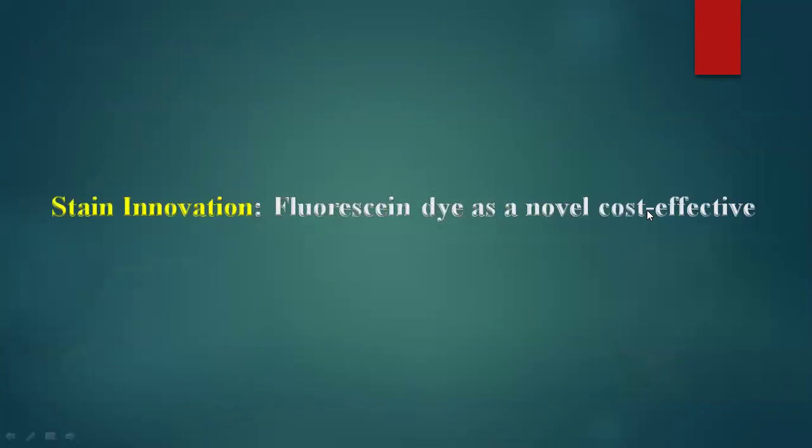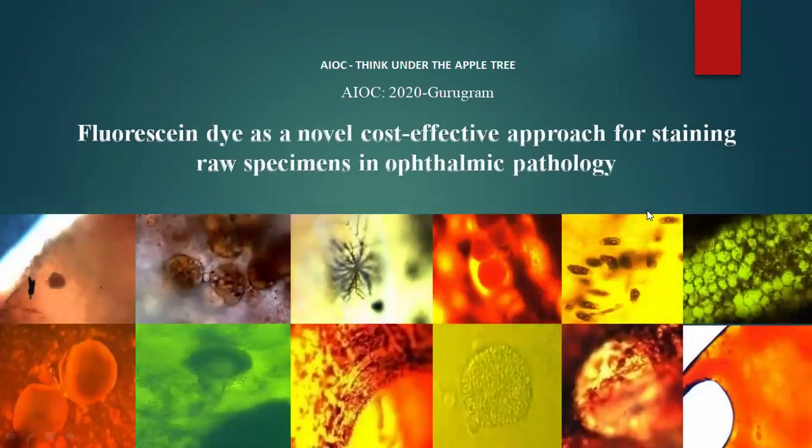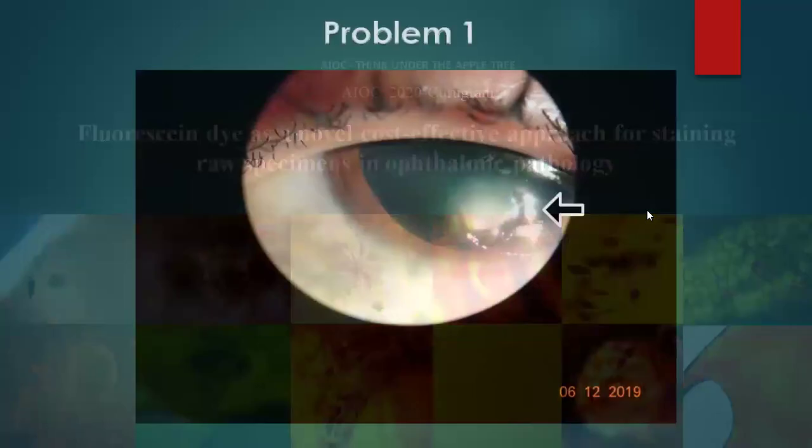Now I'm showing you a stain innovation in fluorescent dye in a novel cost-effective way. Actually, in 2020, when I presented my data in a very interesting session of Think Under Apple Tree, which was initiated by the present president of AIOS, Dr. Partho Biswas at that time. Then I presented a fluorescent dye as a novel cost-effective approach for staining ophthalmic specimen, that is raw specimen or wet specimen.